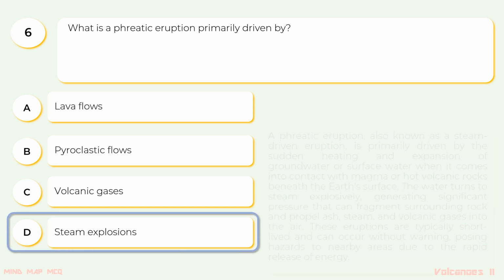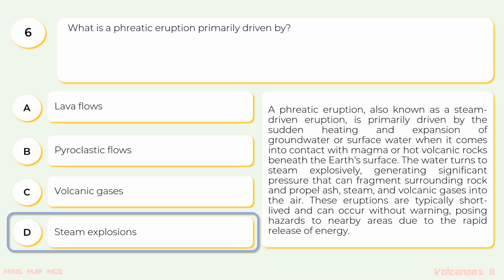A phreatic eruption, also known as a steam-driven eruption, is primarily driven by sudden heating and expansion of groundwater or surface water when it comes into contact with magma or hot volcanic rocks beneath the Earth's surface. The water turns to steam explosively, generating significant pressure that can fragment surrounding rock and propel ash, steam, and volcanic gases into the air. These eruptions are typically short-lived and can occur without warning, posing hazards to nearby areas due to the rapid release of energy.